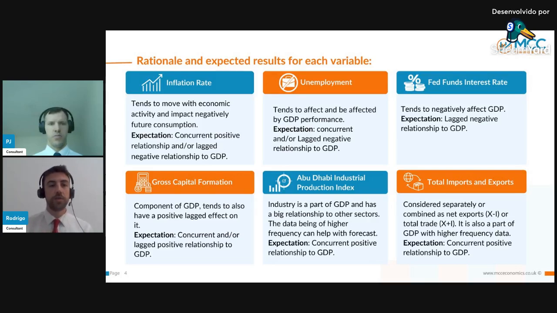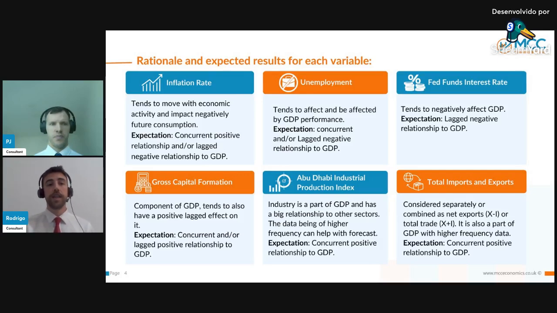So just giving it a quick rundown. Inflation rates tend to move along with economic activity, but when you look at long periods of high inflation rates, it tends to correlate negatively with GDP. That's because in periods of higher activity, higher GDP, the prices tend to get a little bit higher as well, because the economy is going stronger. People are spending more. People are earning more. So the prices tend to accompany that movement.